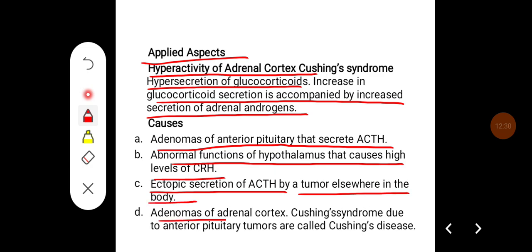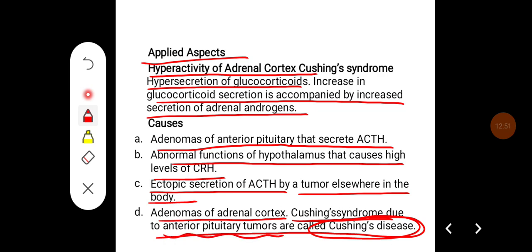They are also caused by adenomas of the adrenal cortex. Cushing syndrome due to the anterior pituitary is called Cushing's disease. That is Cushing's disease. The etiology is here: there is a tumor in the anterior pituitary.